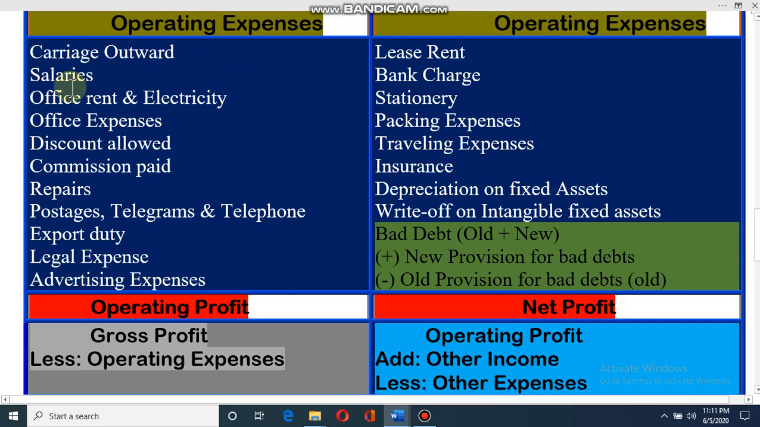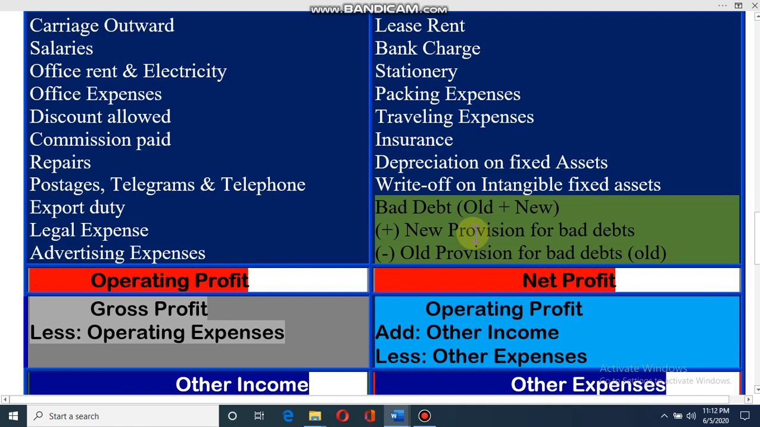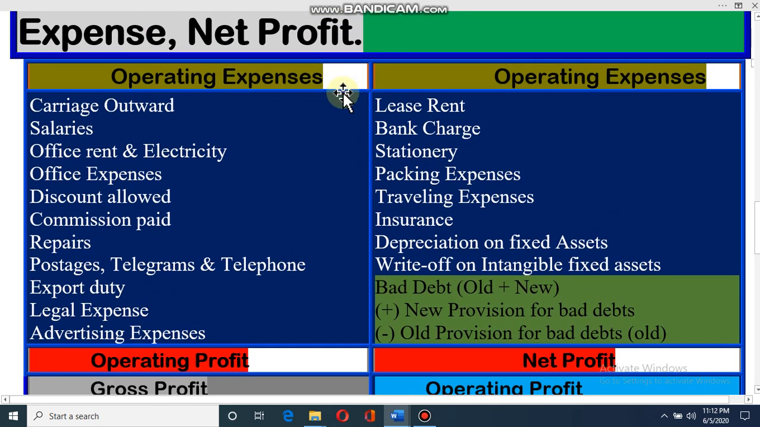Carriage outward, salaries, office rent and electricity bill, office expenses, discount allowed, commission paid, repairs, postage and telegram and telephone bills, export duty, legal expenses, advertisement expenses, lease rent, bank charge, stationery, packing expenses, traveling expenses, insurance expenses, depreciation on fixed assets, write off on intangible fixed assets, bad debt, old plus new, new provision for bad debt, and old provision for bad debt.